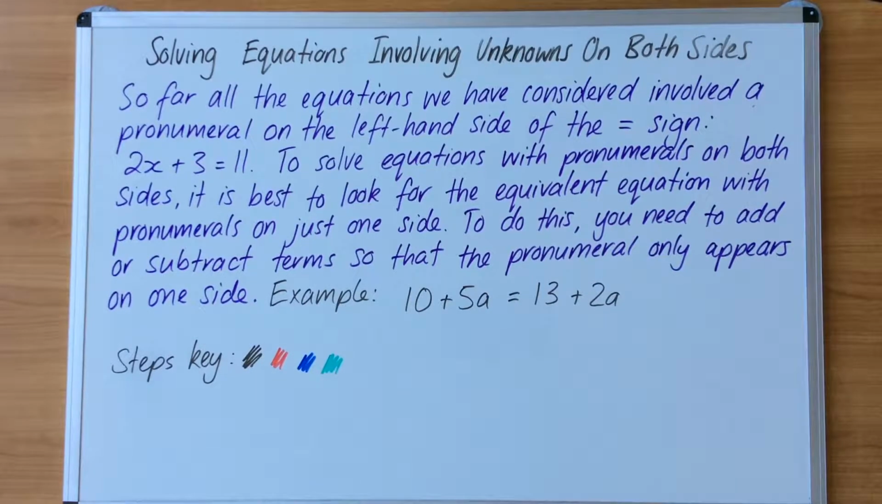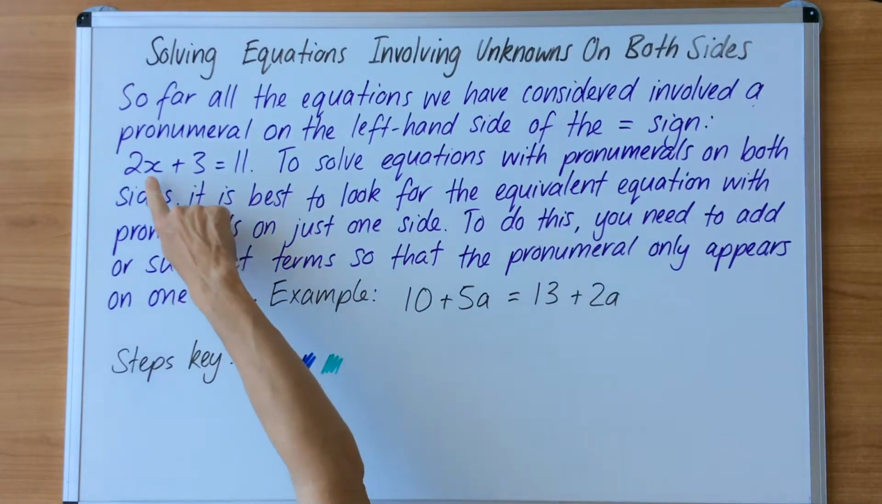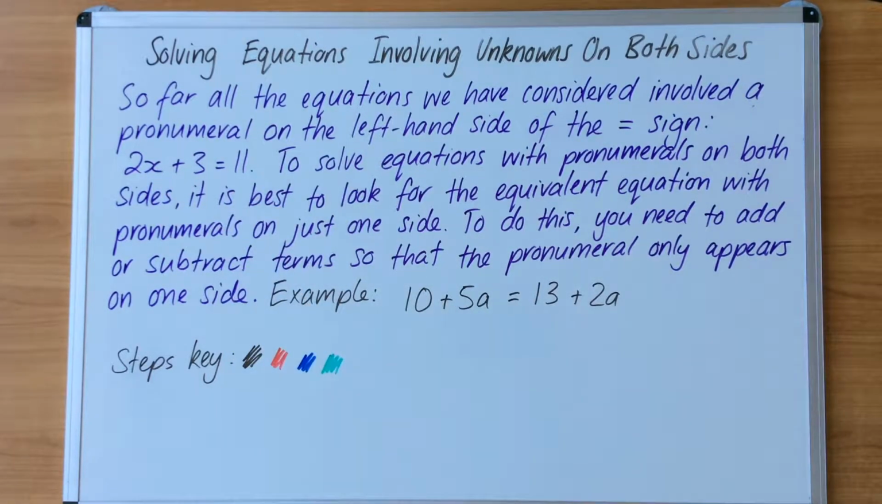In this video, we are looking at solving equations involving unknowns on both sides. So far, all the equations we have considered involve the pronumeral on the left-hand side of the equal sign. So, for example, 2x plus 3 equals 11. The pronumeral is on the left-hand side of the equals sign.